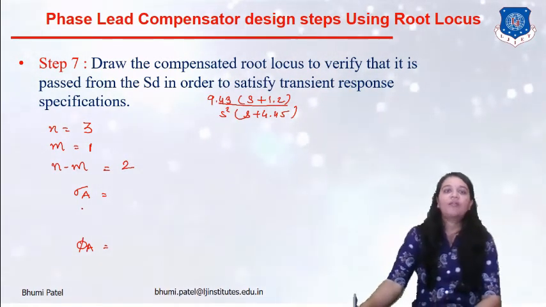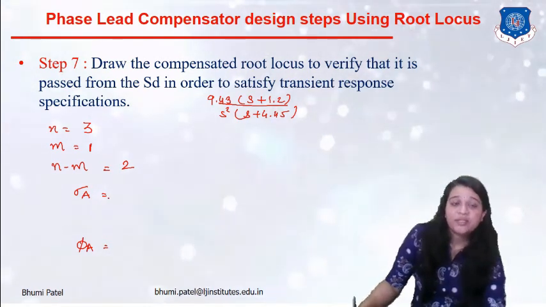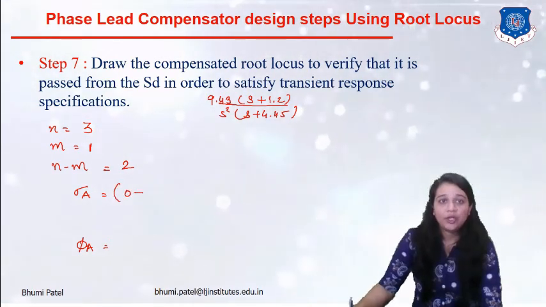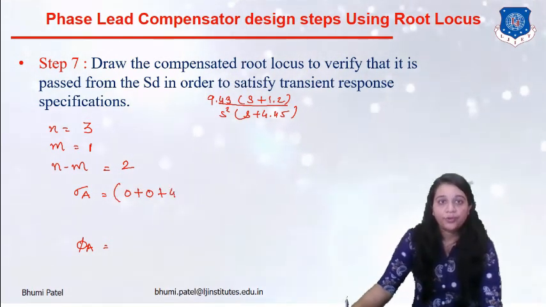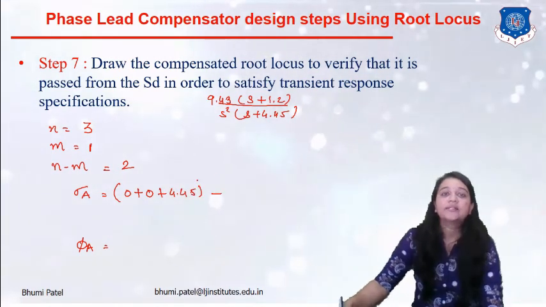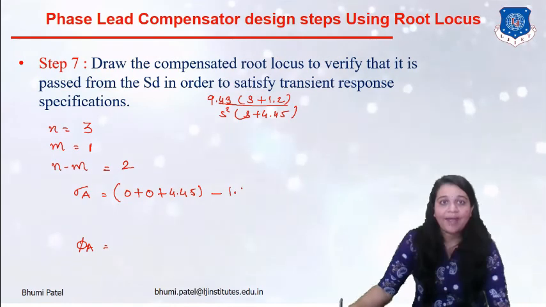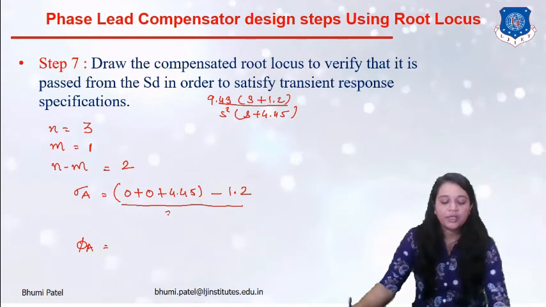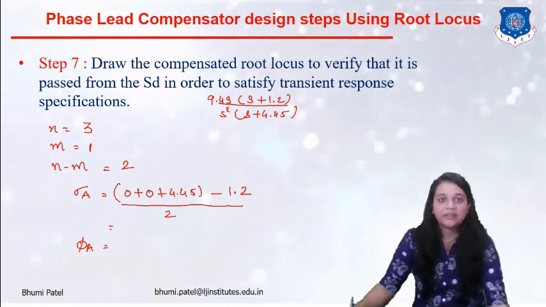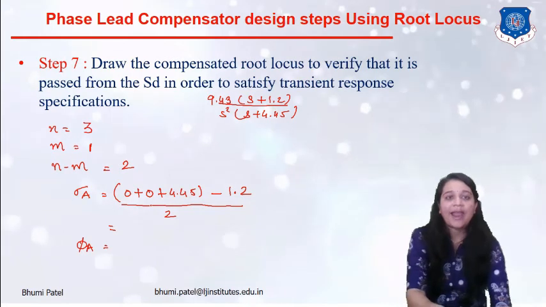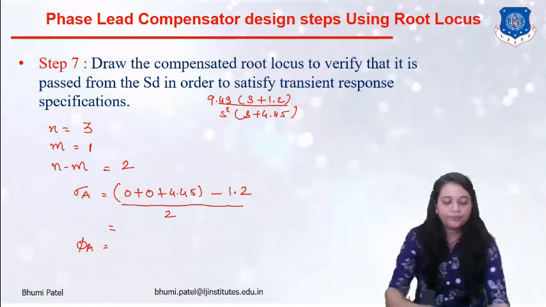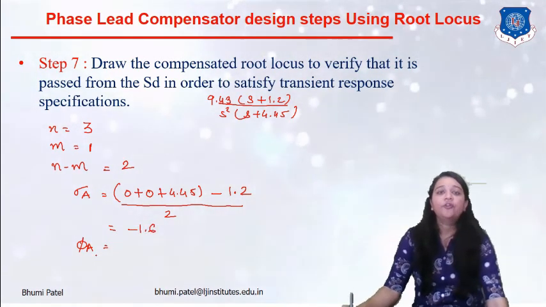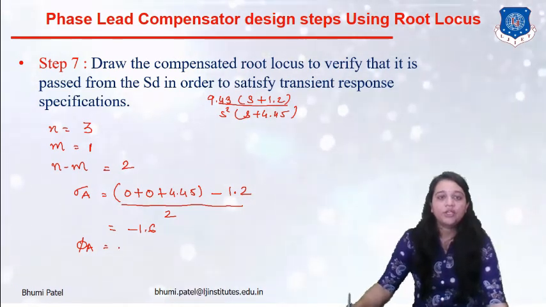Now we have to find the value of the centroid, and the equation of the centroid is the summation of the real parts of the poles minus the summation of the real parts of the zeros, divided by N minus M. So the summation of the real parts of the poles is 0, 0 plus 4.45, minus the zero value 1.2, divided by N minus M, which is 2. If we simplify this equation, we get the centroid equal to minus 1.6.